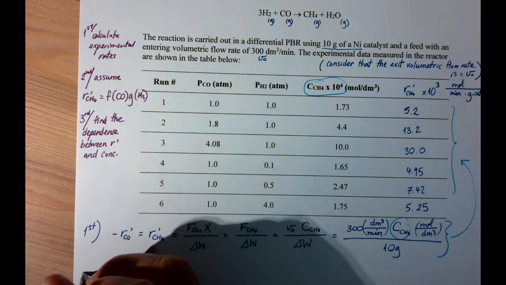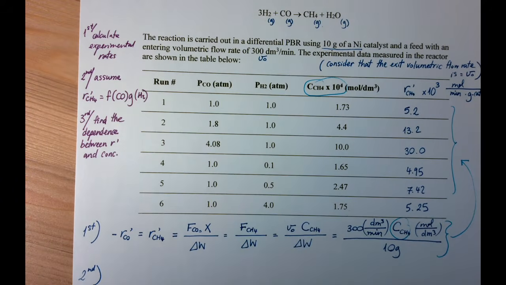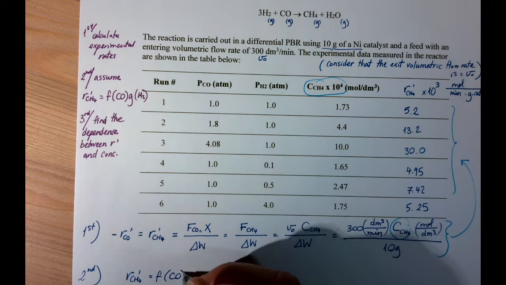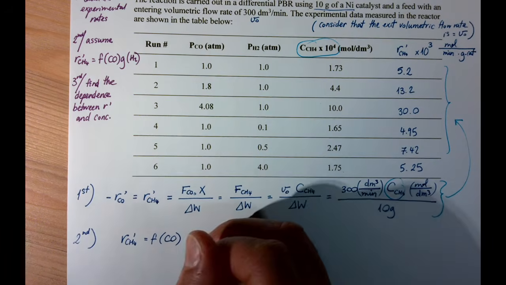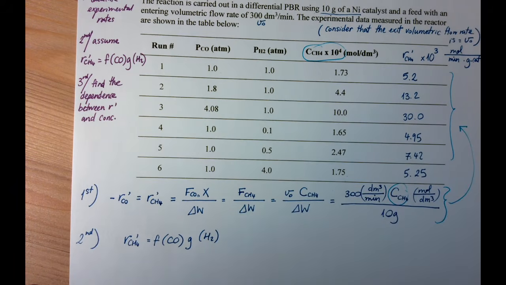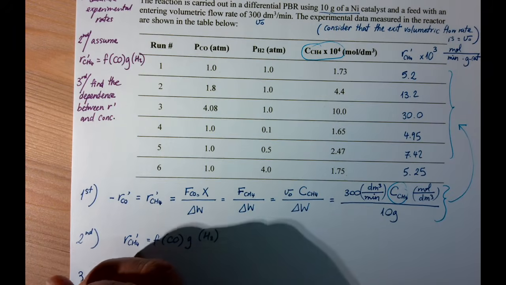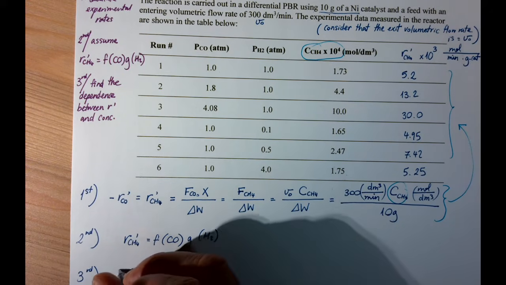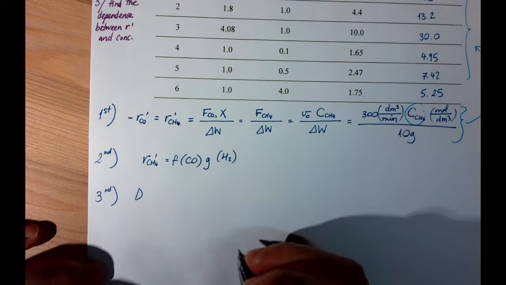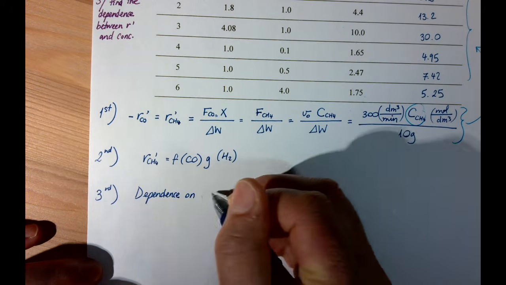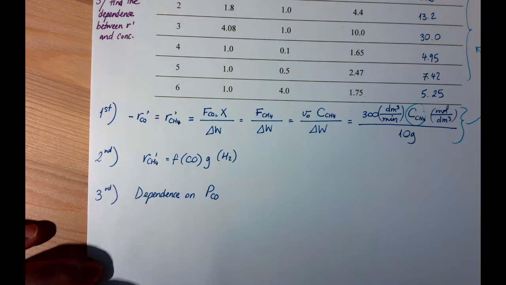Next, we want to determine how the rate varies with the partial pressure of CO and with the partial pressure of hydrogen. So that's going to be the third step, find the dependence. Let's go with CO first. The dependence of the rate on the partial pressure of CO.